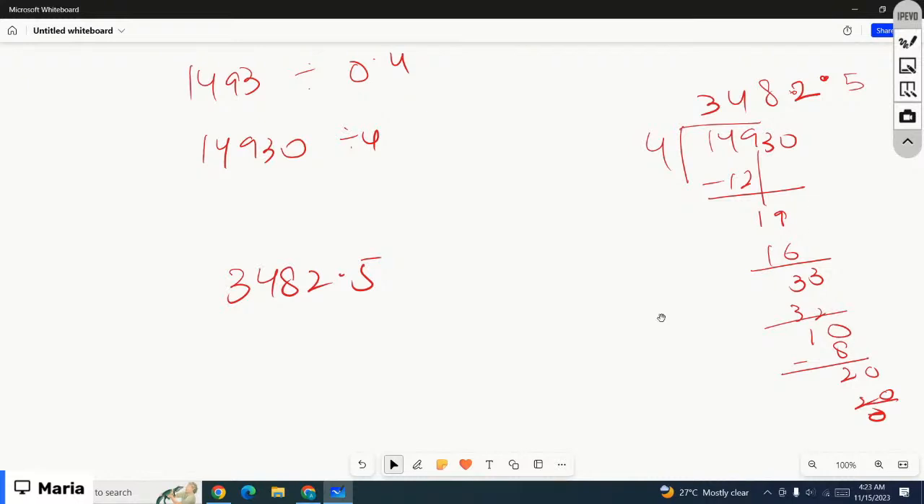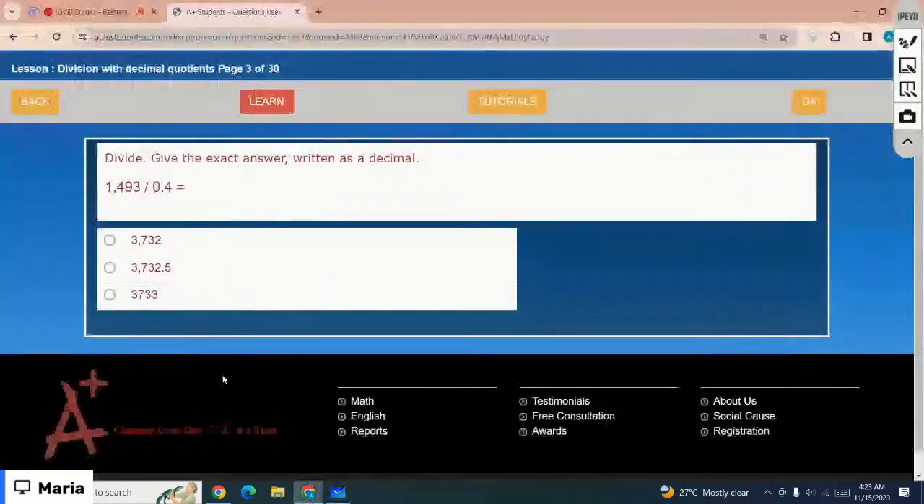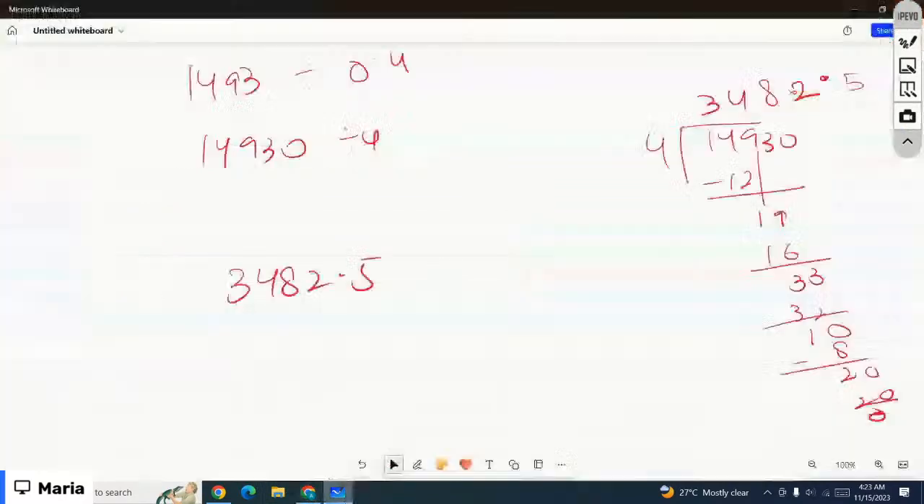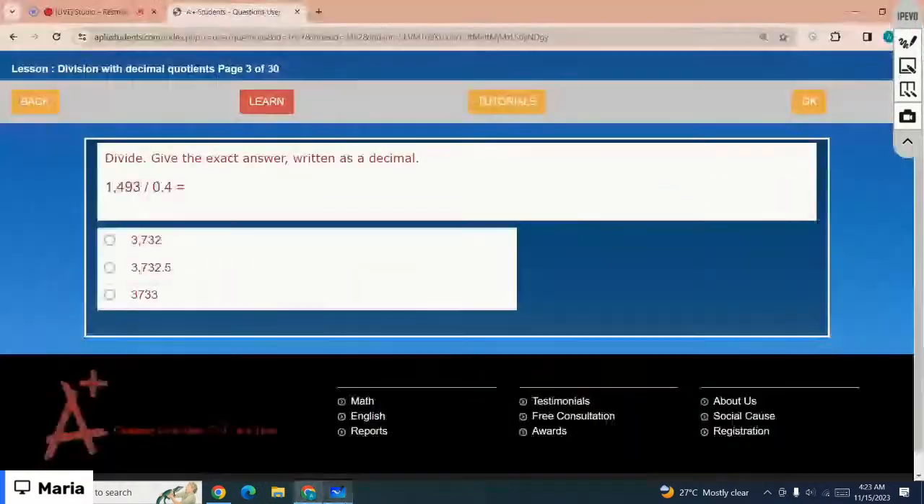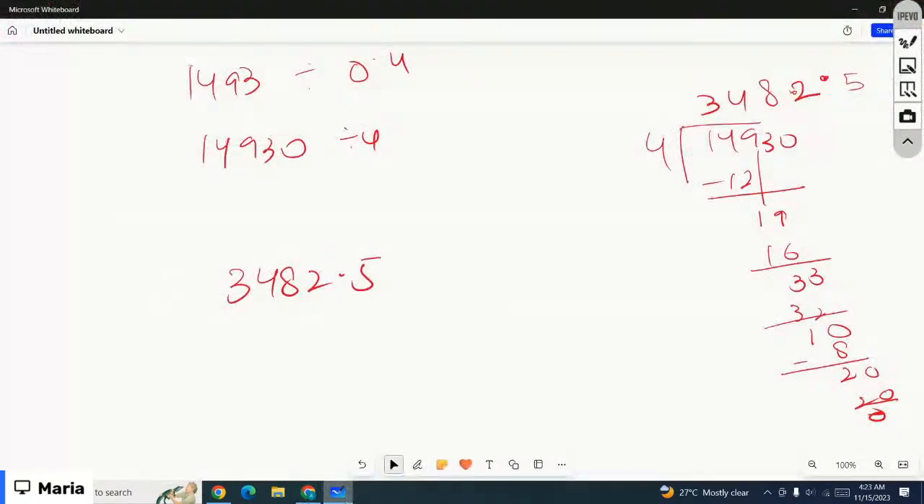The correct option is 3,482 point. Again, I made a mistake. Oh, let me just divide again.